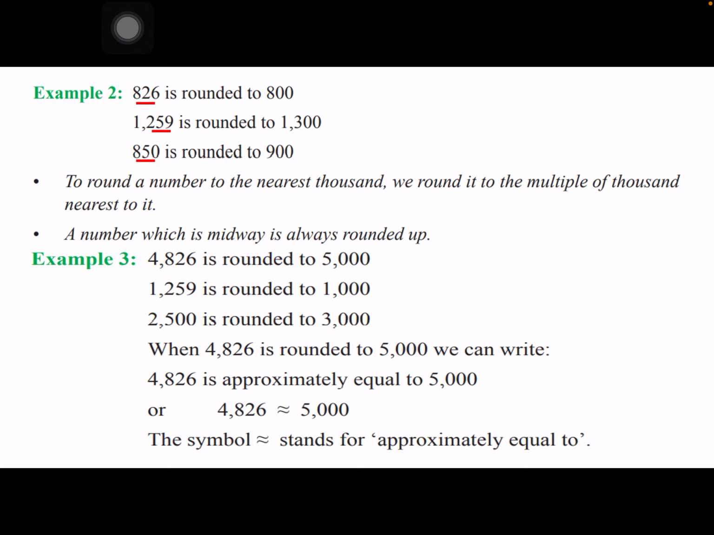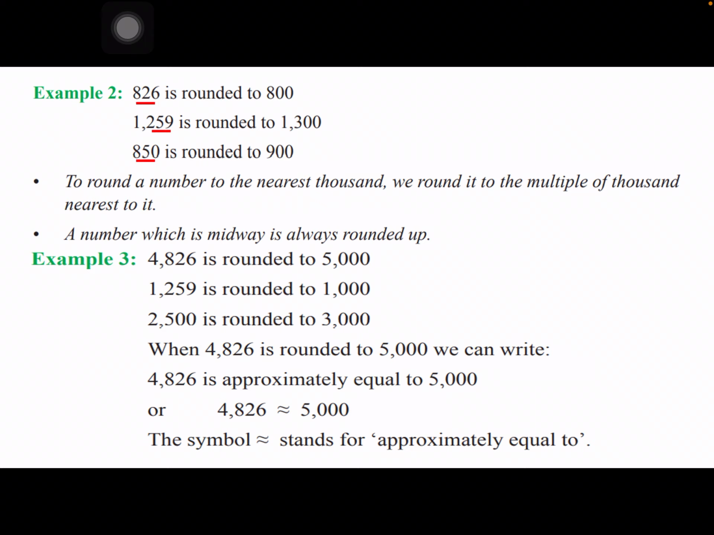1,259. 2. Reference number is 2. Less than 5. The same, 1,000. Next is 2,500. 5, bigger. 5, 6, 7. Round the number to 3,000. Do you understand, students?